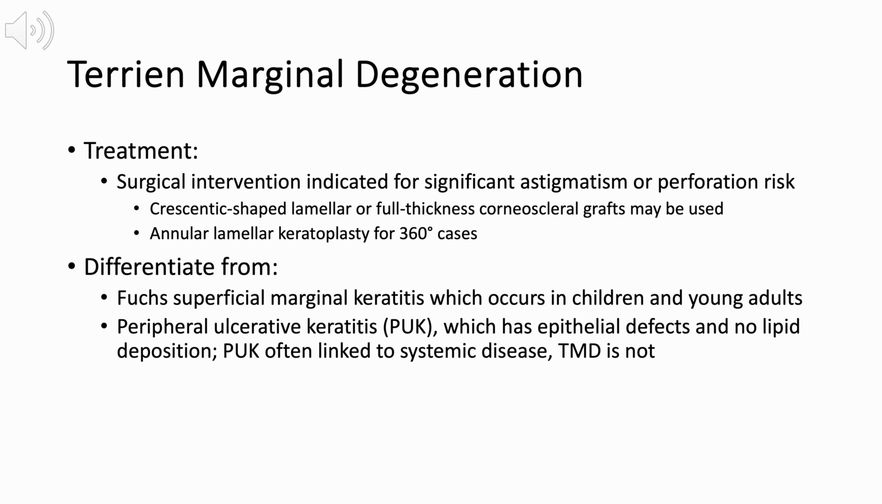It is important to differentiate pellucid marginal degeneration from other peripheral corneal conditions. Fuchs superficial marginal keratitis typically occurs in children and young adults and has a different clinical course. Peripheral ulcerative keratitis, or PUK, is another important consideration. PUK is characterized by epithelial defects and an absence of lipid deposition, and is often linked to systemic disease. In contrast, pellucid marginal degeneration has an intact epithelium, features lipid deposition, and is not associated with systemic illness.